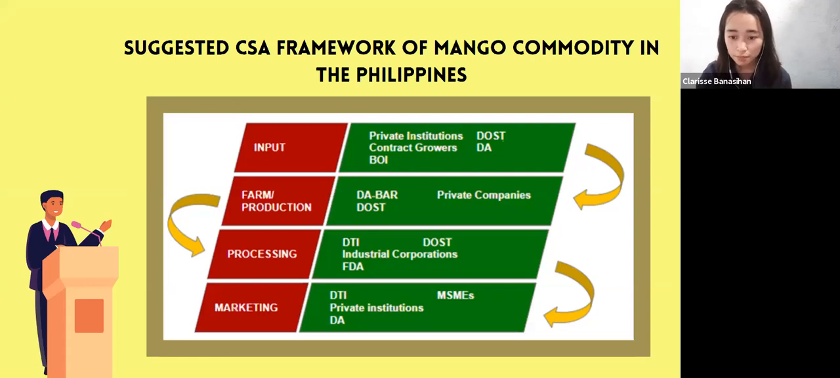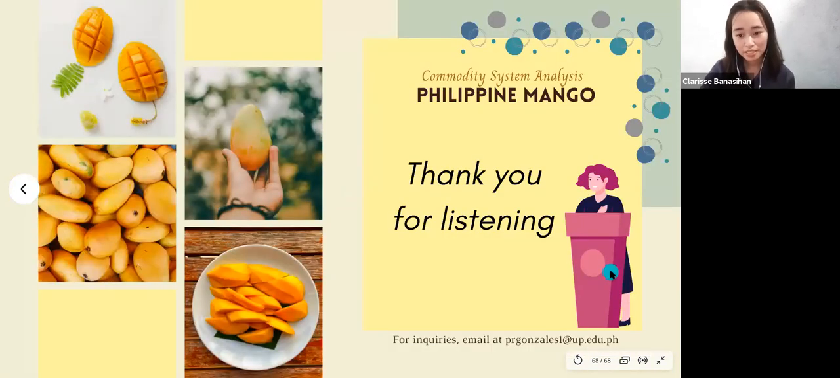For the processing sector, the industrial corporation and the DOST should come up with new processed mango products by using the fresh mango or its byproducts. The FDA and DTI should be responsible for approving the new products to be introduced to the market. Lastly, for marketing, the DTI, private institutions, DA, and MSME should work together to successfully market the product both domestically and internationally. And that ends our discussion for the commodity system analysis of Philippine mango.